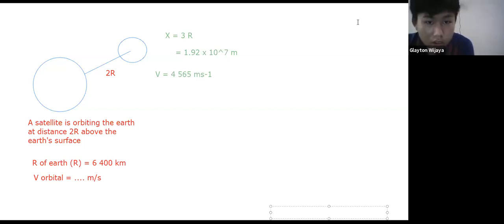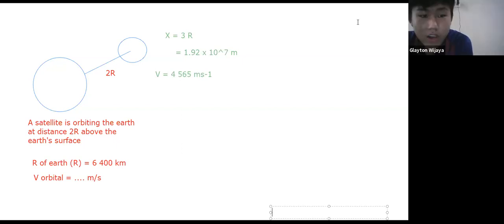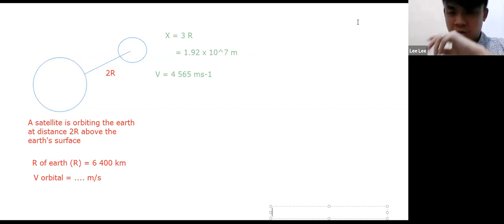Sir, how do we get the 3R? Because it has to be center to center. Is it given, or do we find 3R by ourselves? The question says it orbits above 2R, right? So if you add another R of the Earth, then it will be 3R from center to center. Okay.